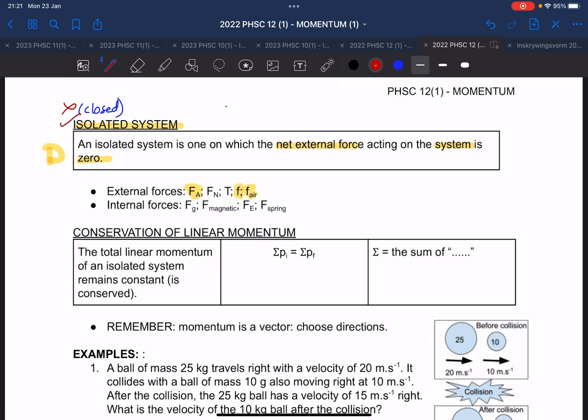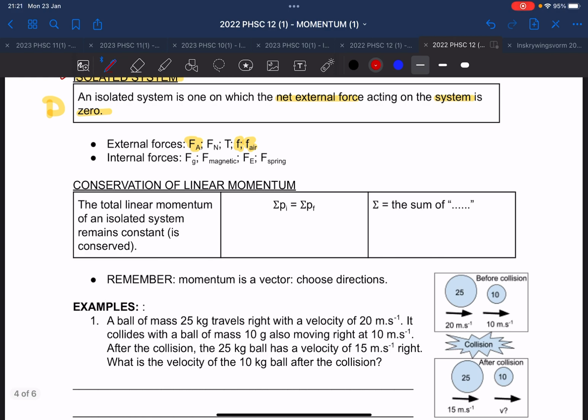Rather use an isolated system. Okay, then what is the conservation of linear momentum? Now, conservation means keep, almost like keep constant in your head. Don't change it, keep constant, conserve something, don't make it less. So conservation of linear, which means in a straight line, momentum.